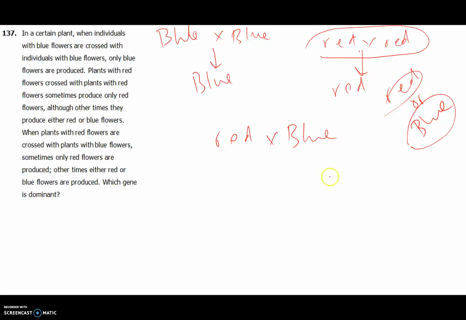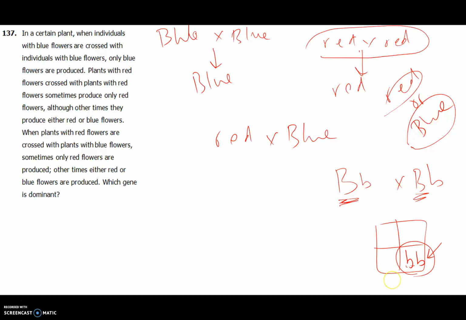Now, this is very similar to humans. If we have two parents who have brown eyes, and we do a Punnett square of these two parents, they have a 25% chance of having a kid with blue eyes. So even though both parents have that dominant allele, it's possible they have a child with a different color of eyes than them. Now, the blue flowers are very similar to humans with blue eyes.